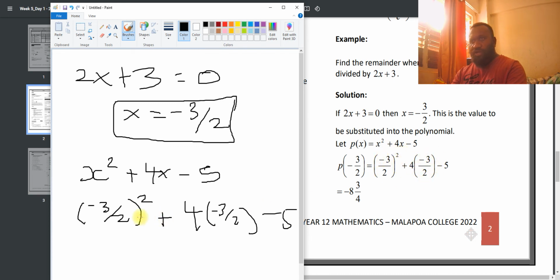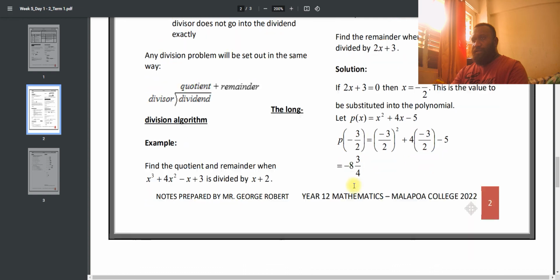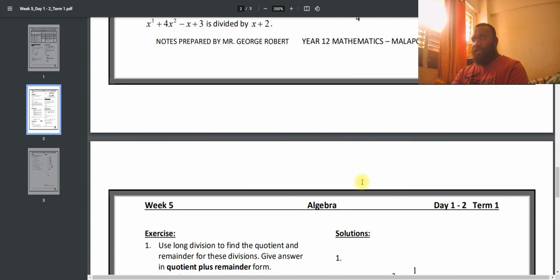And then using your calculator, if you calculate and it gives you 0, then 0 means 2x plus 3 is a factor of this polynomial. But if it gives you an answer like for this example, it gives us negative 8 3 on 4, then this states that this is the remainder. Okay, I believe that this is okay, and that's it.